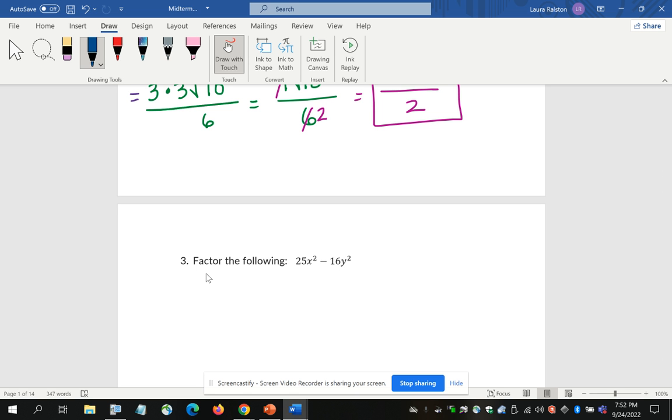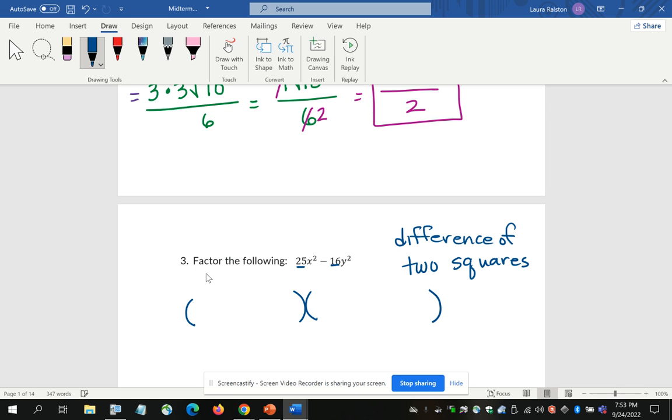So this particular problem fits the pattern of a difference of 2 squares, or it could. I can tell that my variables are squared. If I think about it, 25 is a perfect square and 16 is a perfect square. So it does meet the criteria for being the difference of 2 squares.